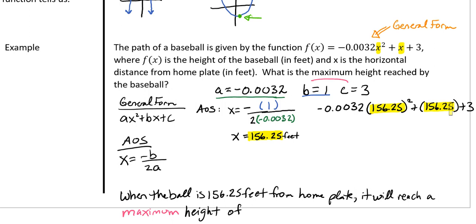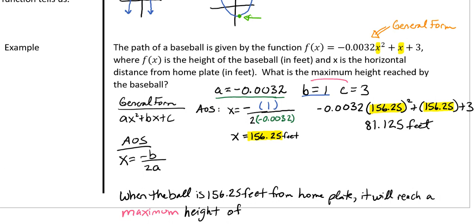So we're going to take negative 0.0032, multiply that by 156.25 squared, plus 156.25 plus 3. And that's going to give us a value of 81.125 feet. And since we're talking about the height of a baseball, we're just going to round this to 81 feet. So it has a maximum height of 81 feet. And that's going to be our answer.